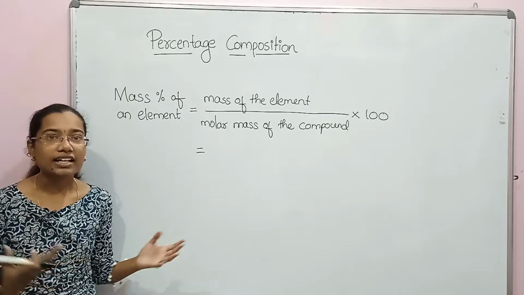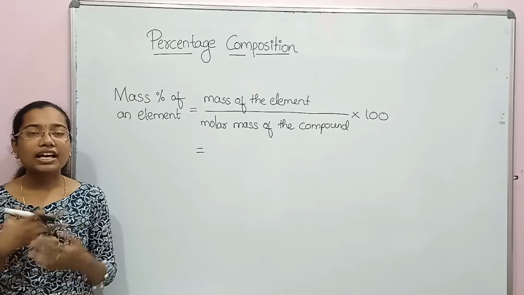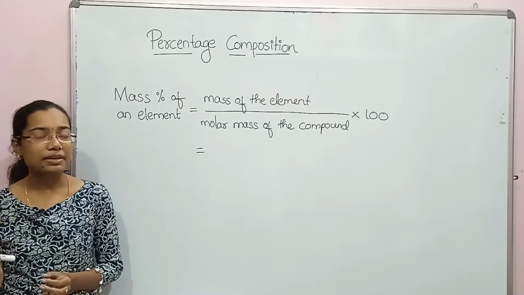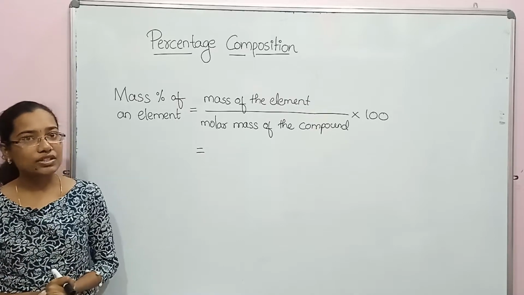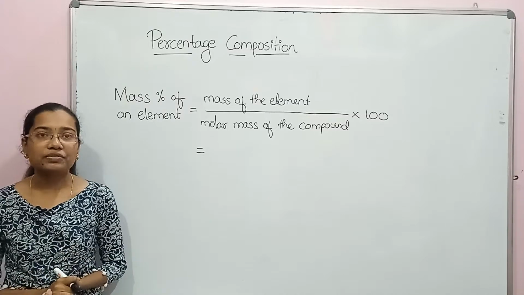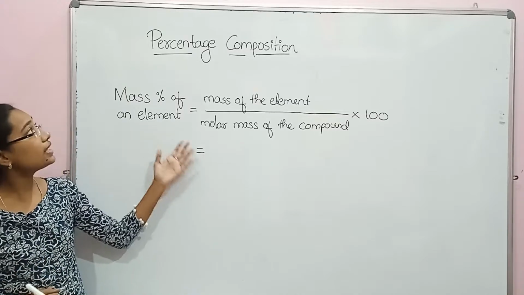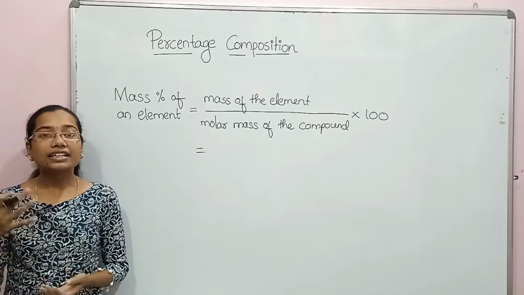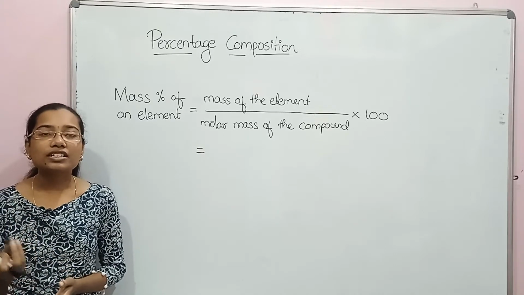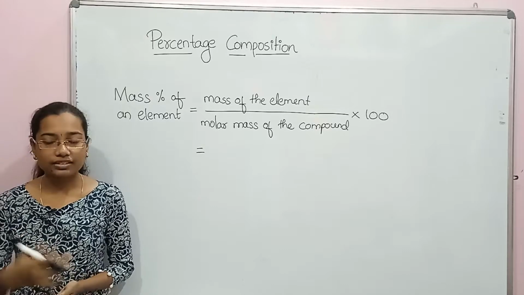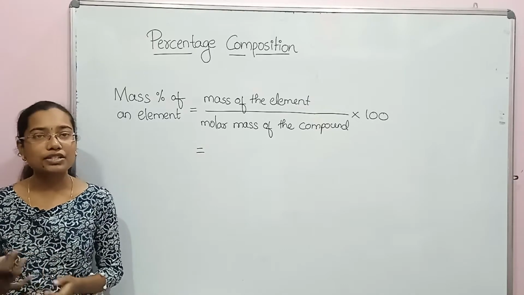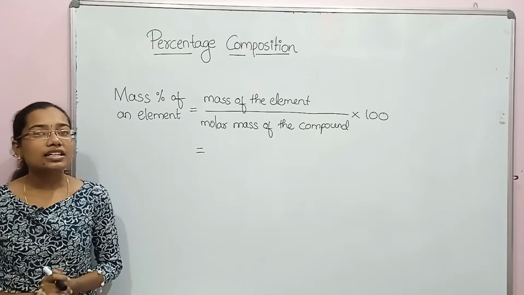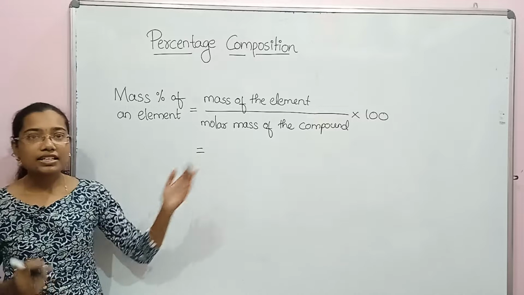CH4, that is methane, and ammonia. We have a number of compounds, and we can calculate the percentage of each element in that compound by using this percentage composition. This is the method by which we calculate the percentage of a particular element. Okay, and this percentage composition is helpful in calculating the empirical formula as well as the molecular formula. Those we'll study later. First we'll see how to calculate the percentage composition.